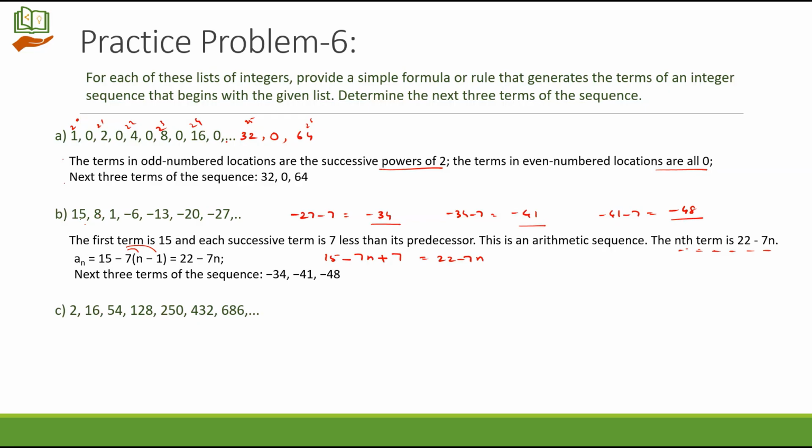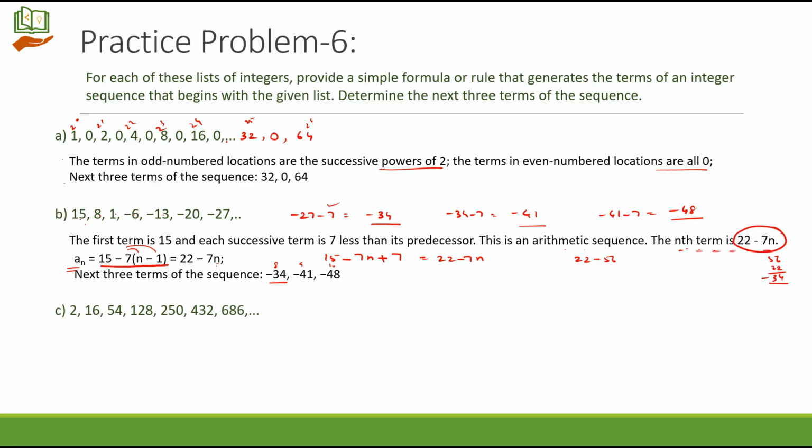1, 2, 3, 4, 5, 6, 7. If you take 8, 22 minus 7 into 8 will be 56. What is 56 minus 22? We will get 34. So it is minus 34. This is the 8th term, this is the 9th term and this is the 10th term. Even if you want, you can substitute 8, 9, 10 here and then find the value.